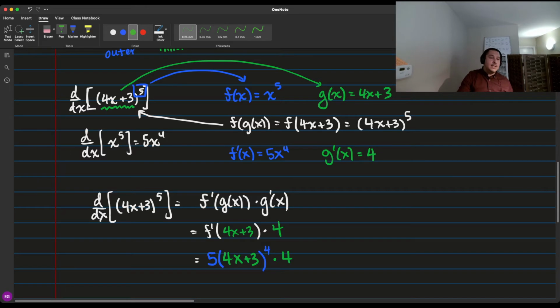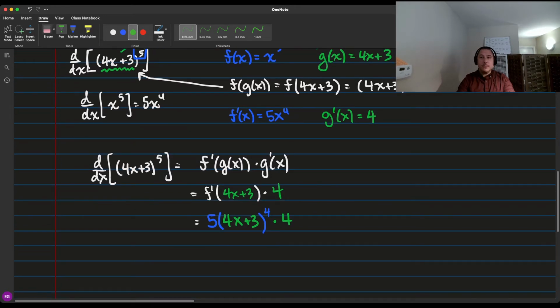So looking at this, does it make sense that the stuff in blue comes from the fact that f prime is 5x to the fourth? It's going to take its input, which is 4x plus 3, raise it to the fourth power and multiply by 5. And then that 4, the times 4, comes from the g prime. And then you can simplify everything. You get 20 times 4x plus 3 to the fourth.